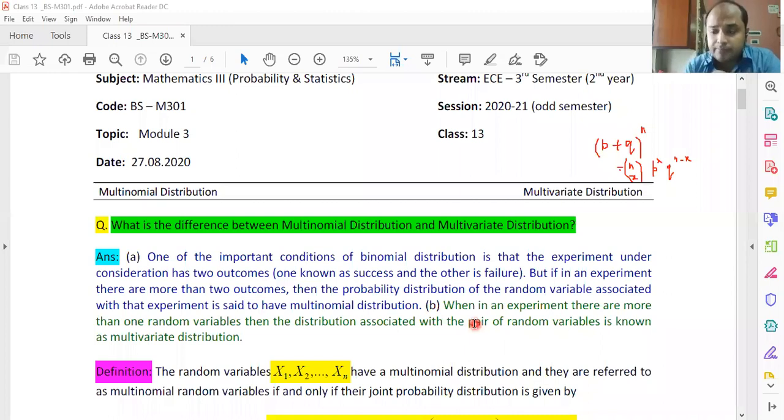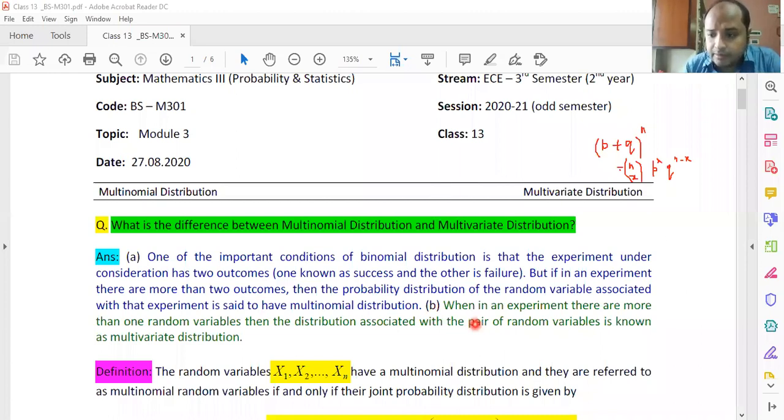In the binomial theorem, only one random variable was present. So that was a univariate distribution, not multivariate. So binomial distribution is a univariate distribution, but a particular distribution where the number of outcomes is more than two is called multinomial. And if the number of random variables associated with the system is more than one, it is called multivariate. So this is the difference between multinomial and multivariate distribution. Okay.